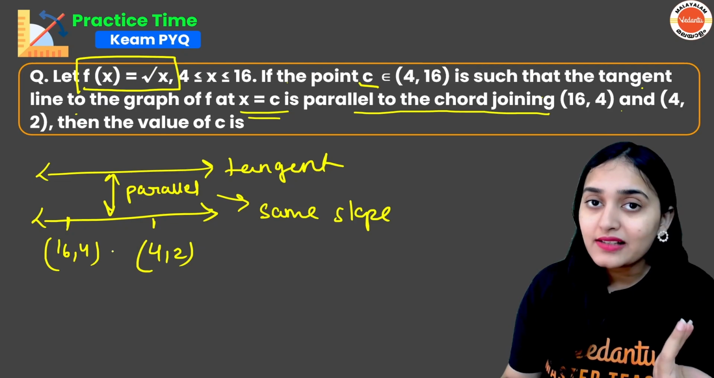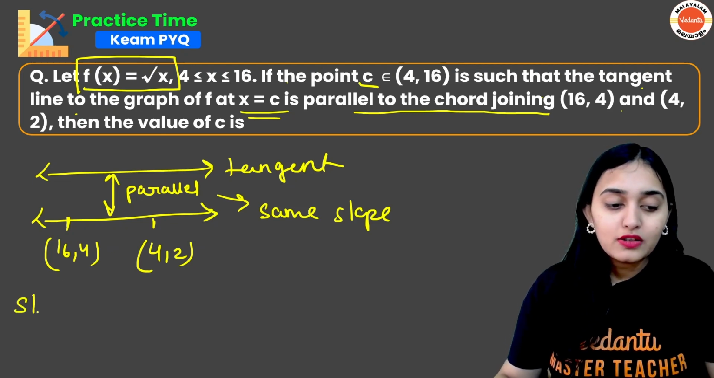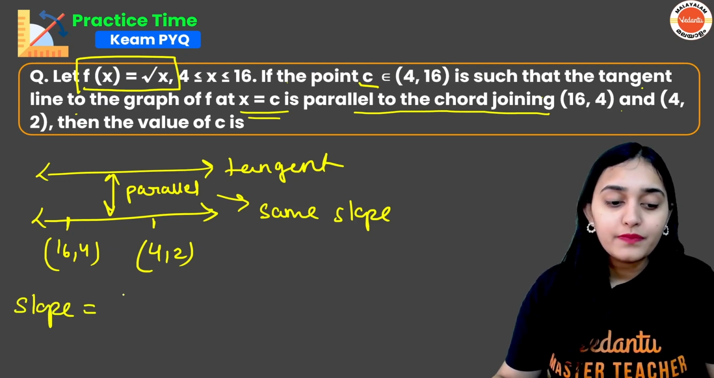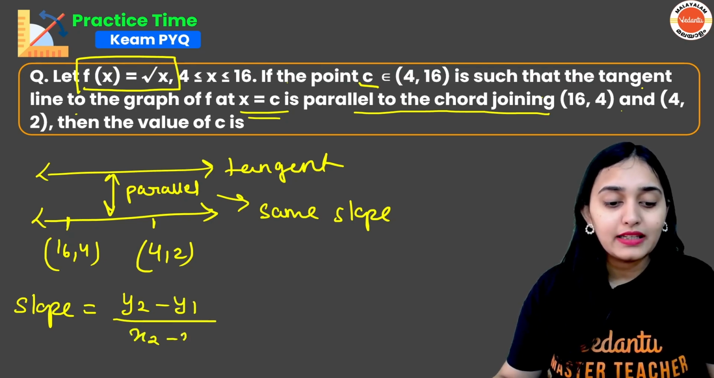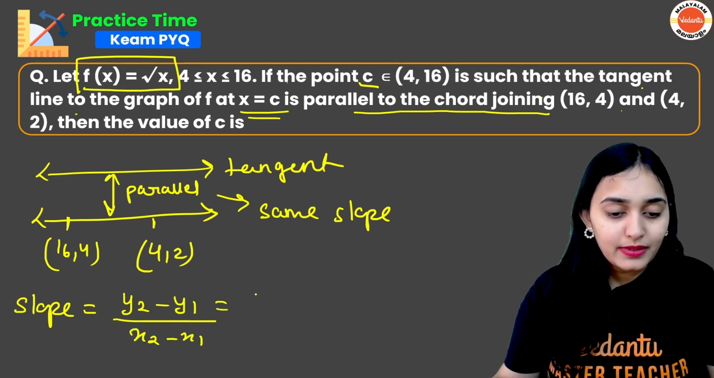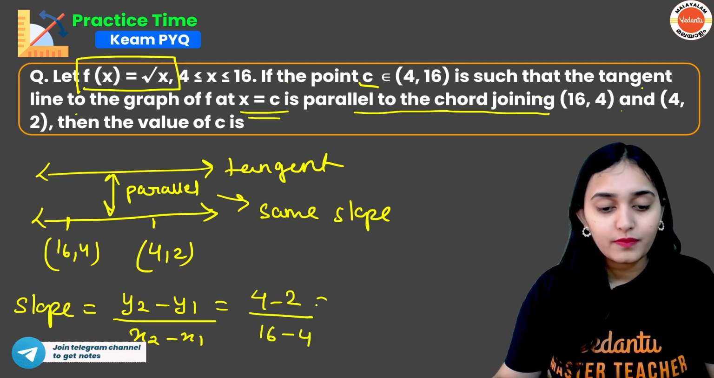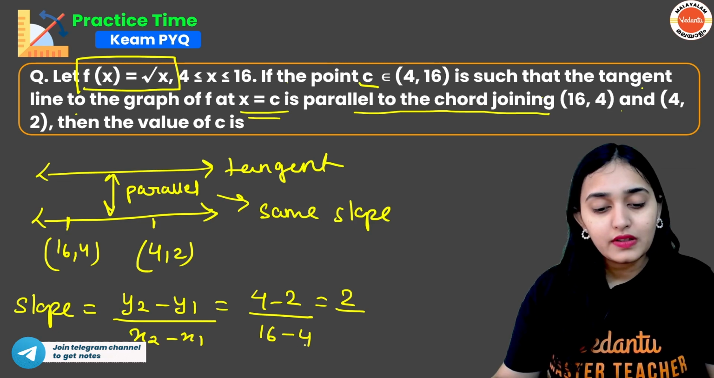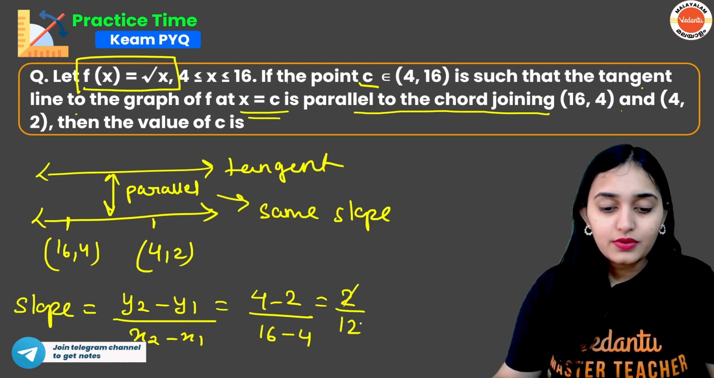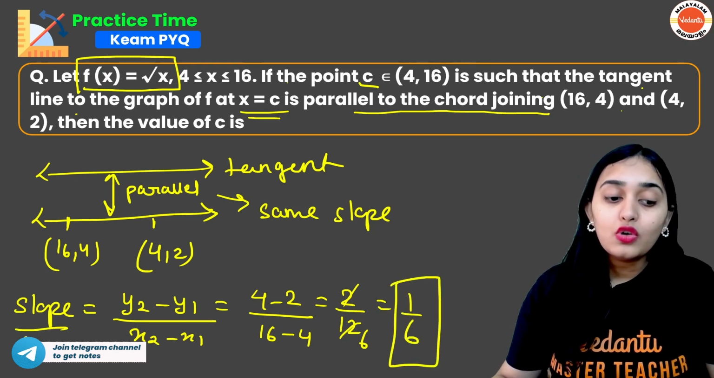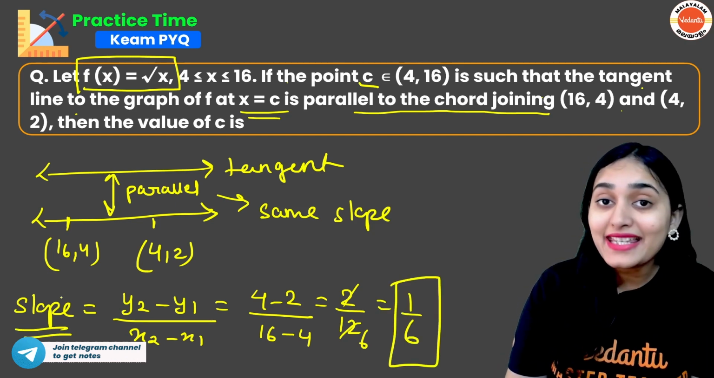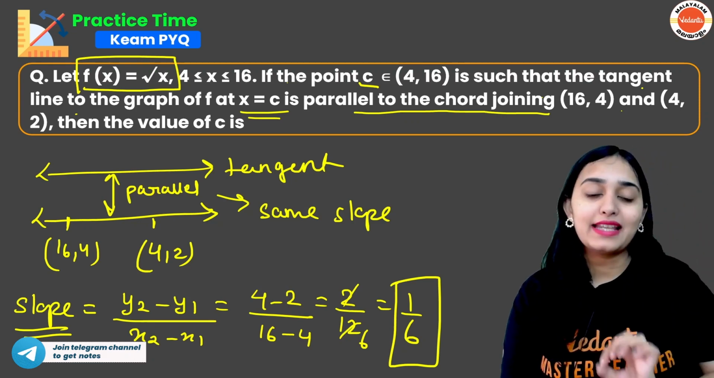How you calculate slope? Very simple. Slope is equal to y2 minus y1 upon x2 minus x1. So it will be 4 minus 2 upon 16 minus 4. 4 minus 2, 2. 16 minus 4, 12. 2 6s are 12, so it is 1 by 6. So your slope of the tangent is 1 by 6.